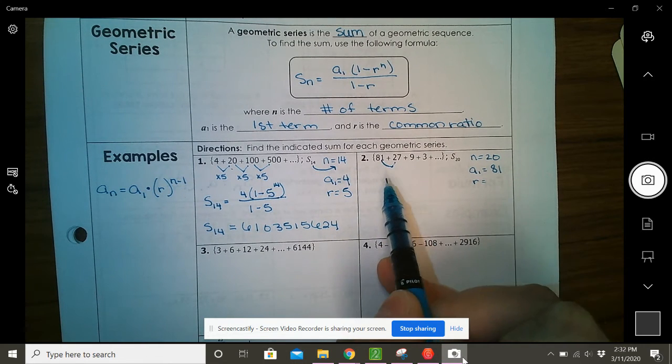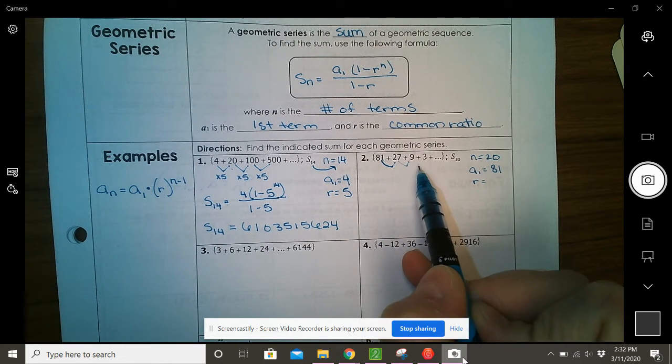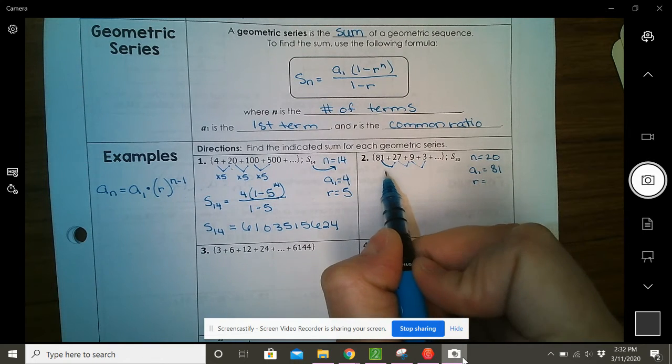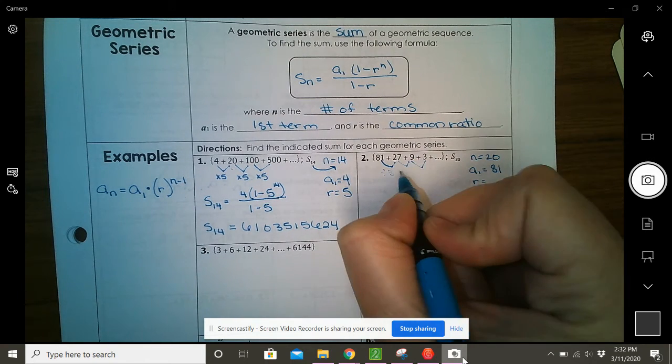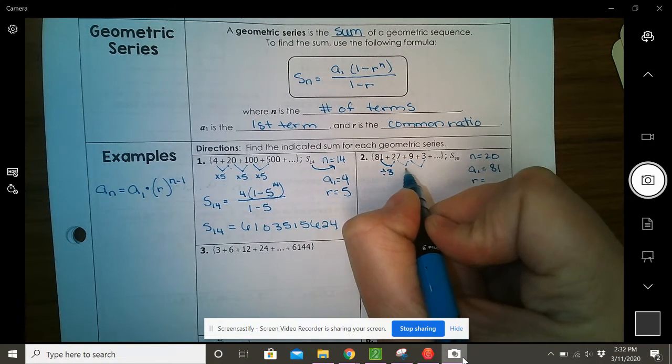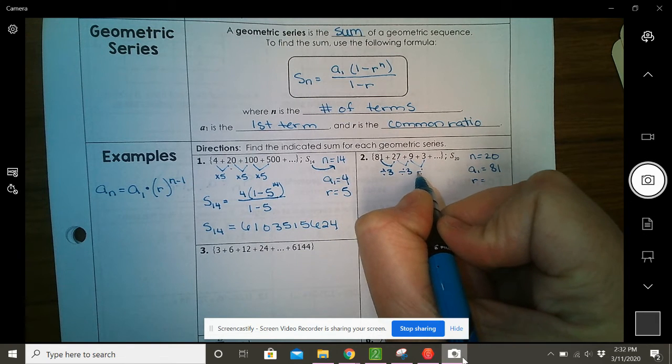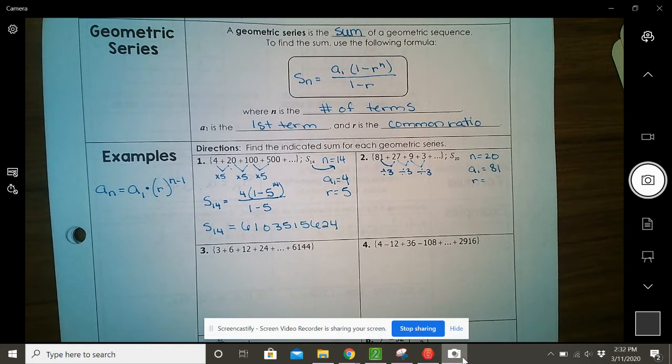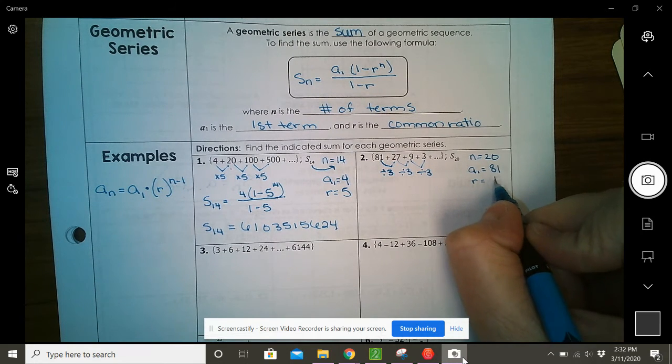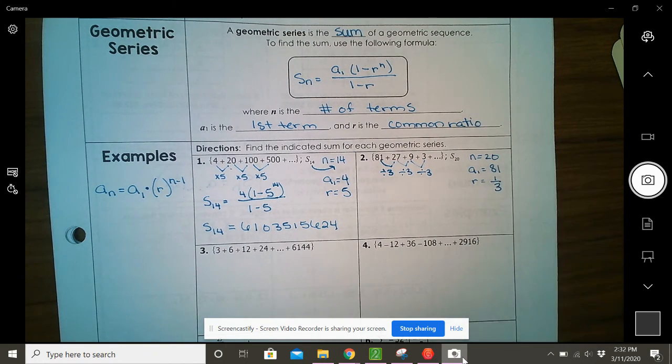What is happening from 81 to 27, or 27 to 9, or 9 to 3? Well, each iteration we are dividing by 3. Divide by 3, divide by 3. So remember back to geometric series, that doesn't mean our R value is 3. It means our R value is 1/3. Each term is 1/3 the size of the previous term.